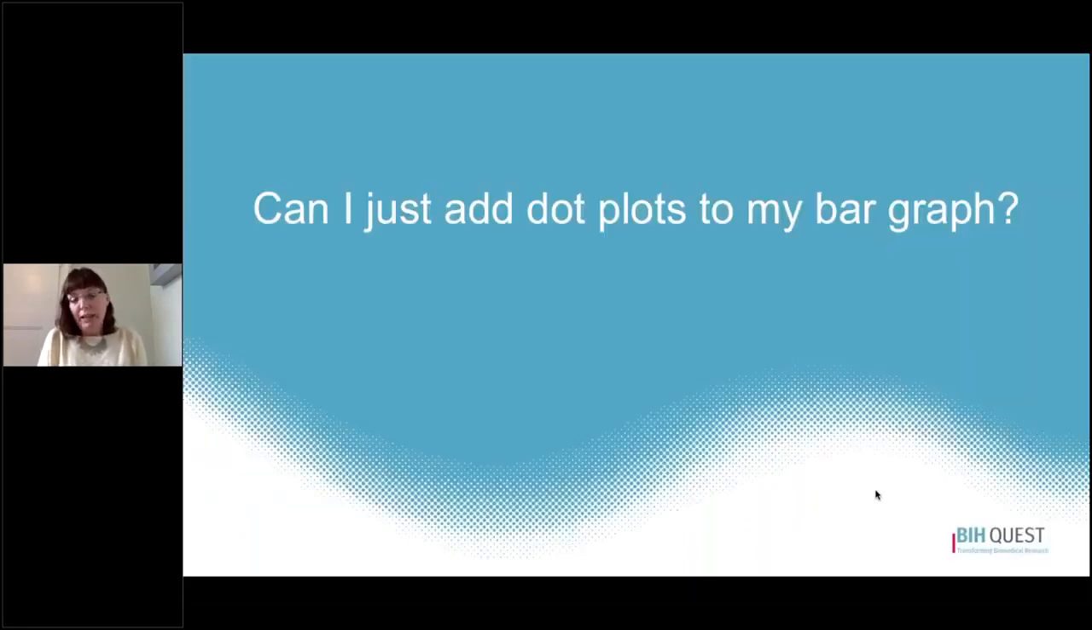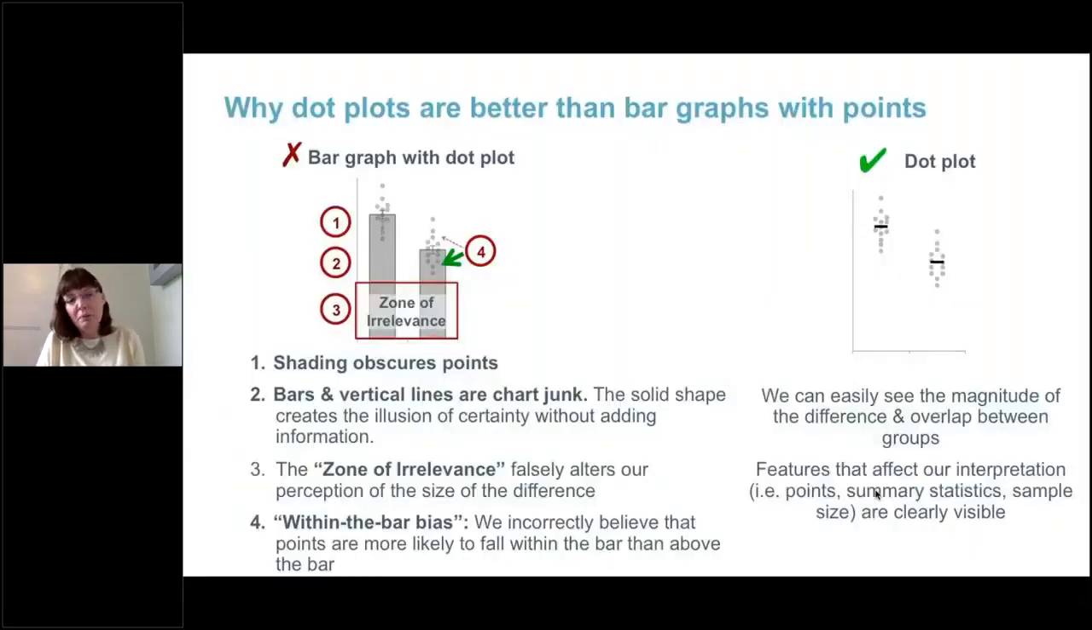You might be wondering, can I just add dot plots to my bar graph? This is a common thing that people are doing now, and it's not one that I would encourage. So if the choice is between a bar graph without dots and a bar graph with dots, I would take the bar graph with data points or dots every time. However, dot plots are always going to be better than bar graphs with dot plots, and there are several reasons why. The first is that we very often shade our bars, and when we do that, we obscure the data points inside the bar. We make them less visible.